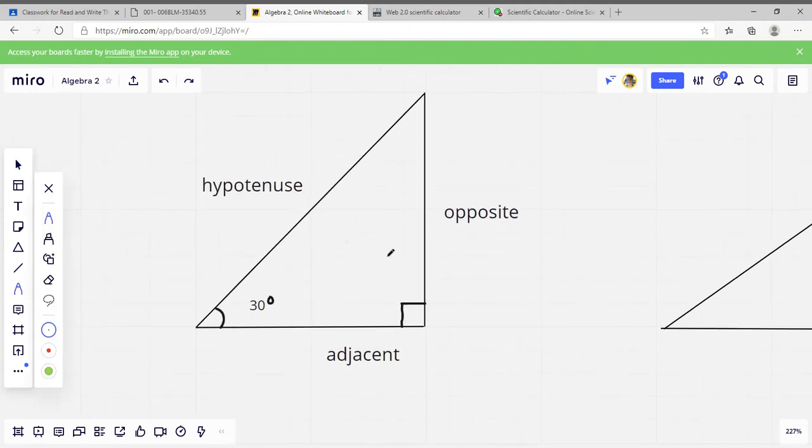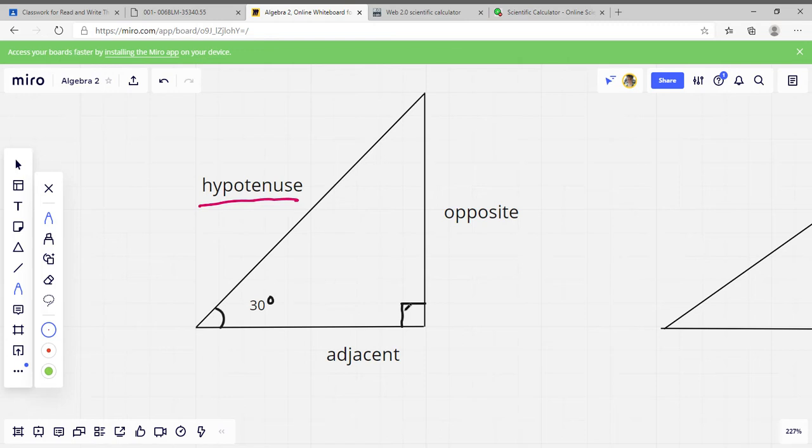So we already know that when we have a right angle triangle, so a right triangle, the side that is opposite the square corner here, opposite the right angle, is called the hypotenuse. So we already know that that is the hypotenuse.